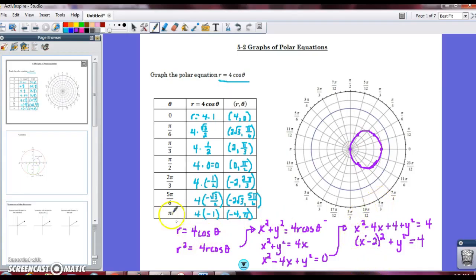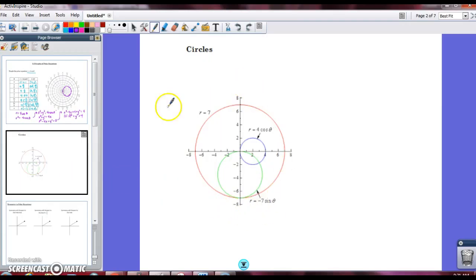Okay, so that's the idea behind graphing a circle. Now, there are several different situations you have with circles. The first one is when you just have r equals some number. That is a circle that is centered at the pole, and that number is just the radius of your circle. So that's the first type of circle you have.